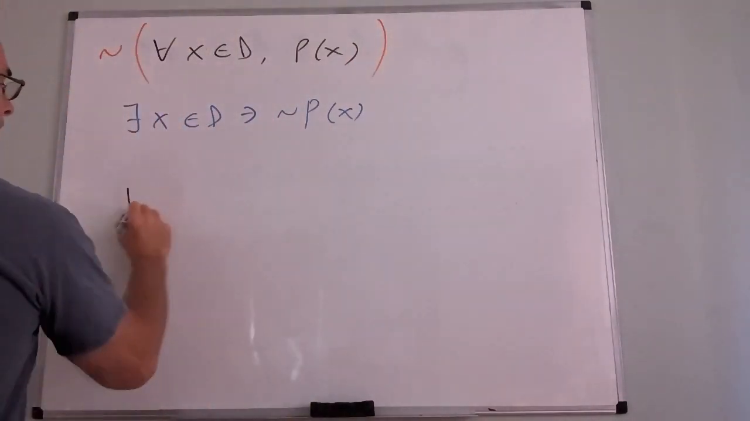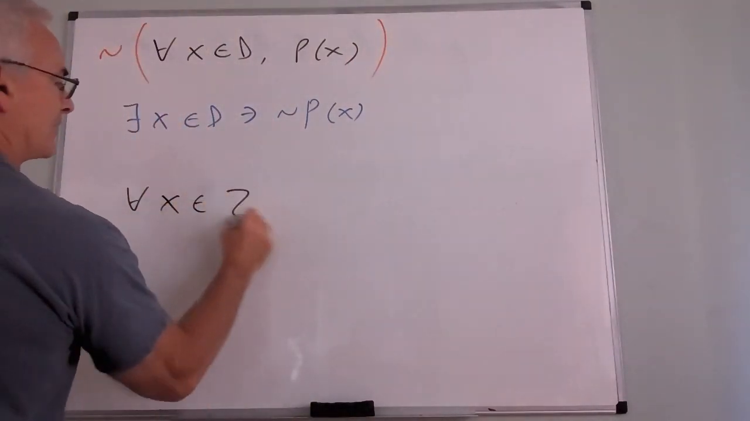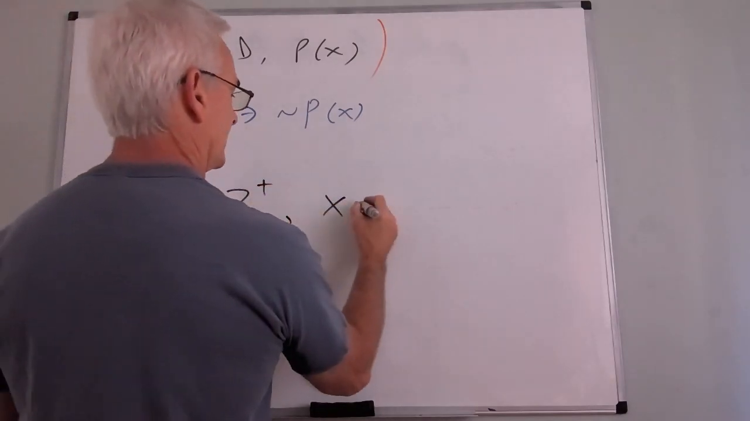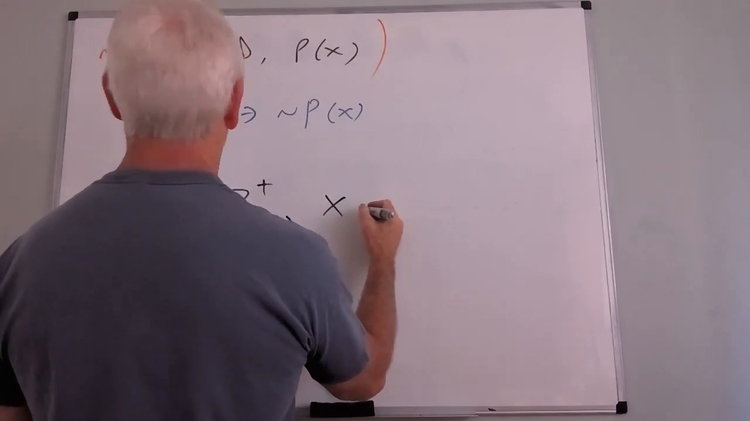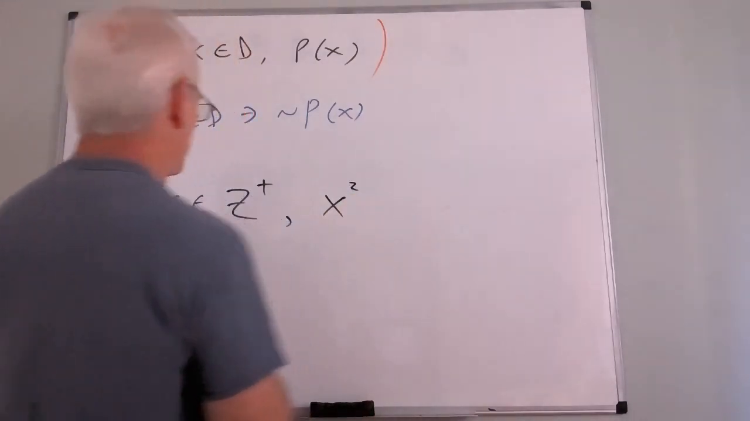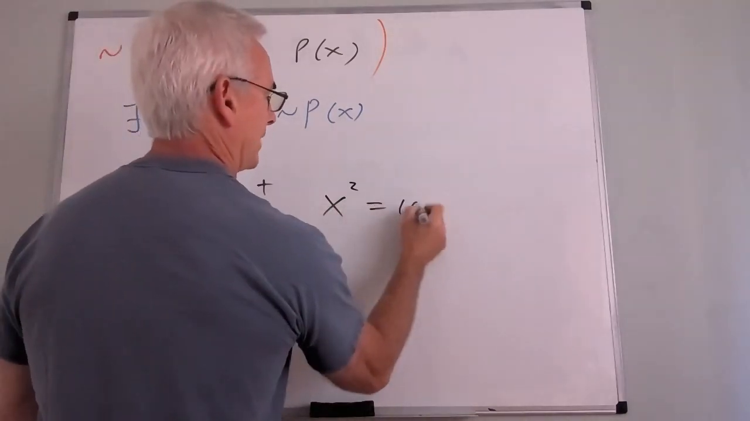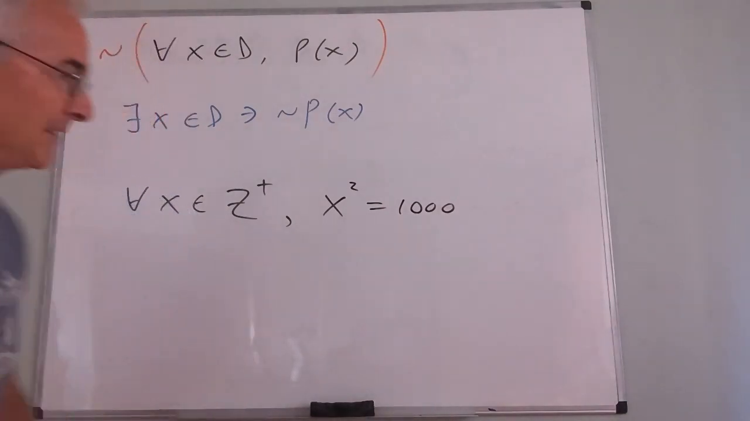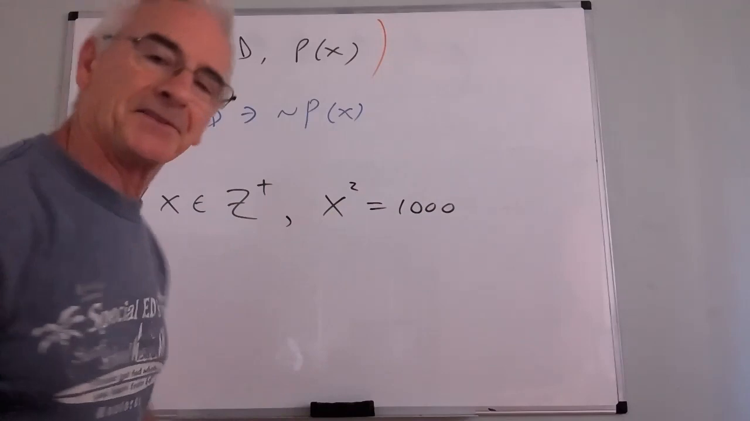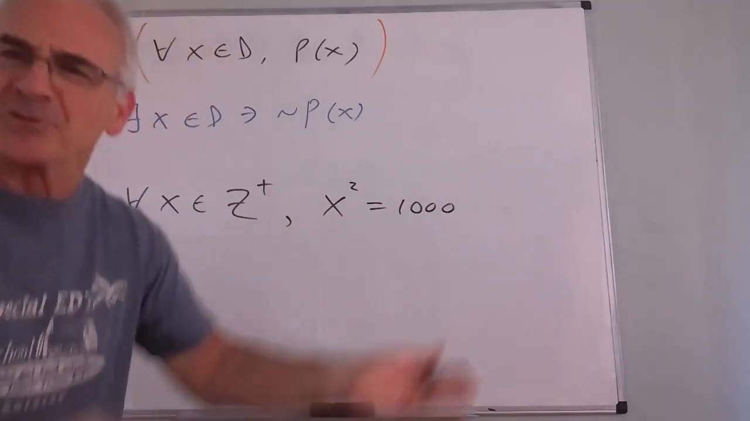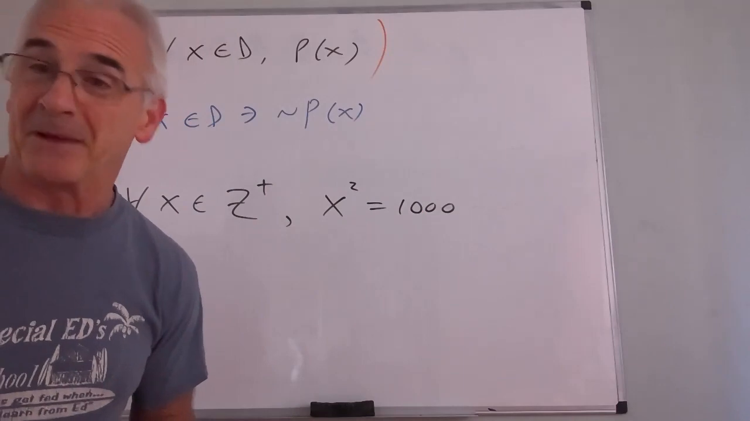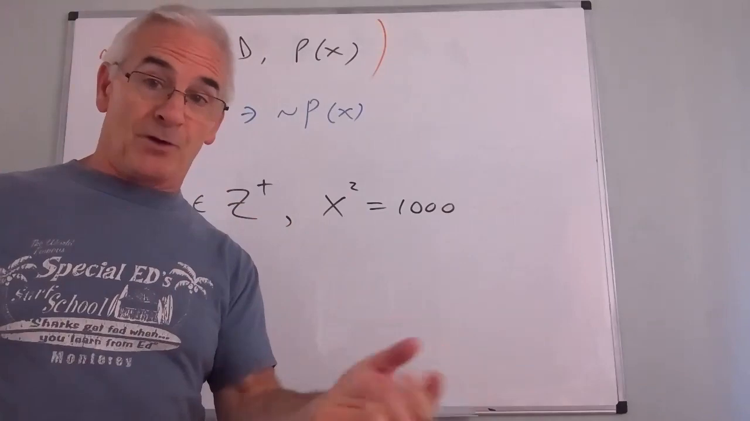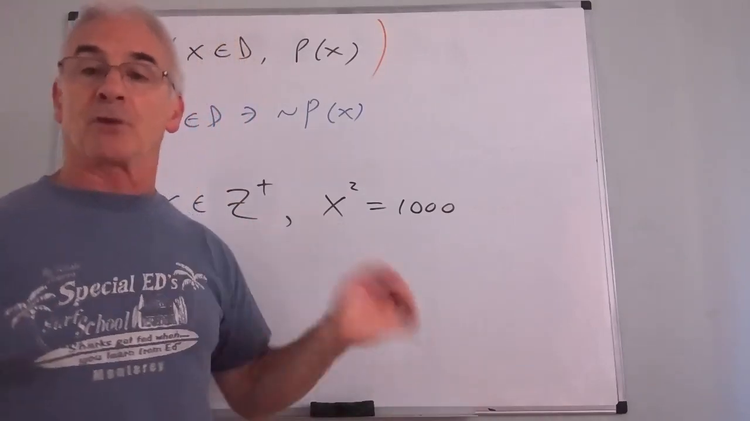For all X in the set of positive integers, let's say, for all X in the positive integers, X squared is 1,000. You know that's absurd. It doesn't matter. You know that there's no truth to that statement. I'm just writing a mathematical statement here, something that makes it really easy to negate. I could have said anything here. Remember, a mathematical statement is true or it's false. That's not our intention here. Our intention is to write a negation.